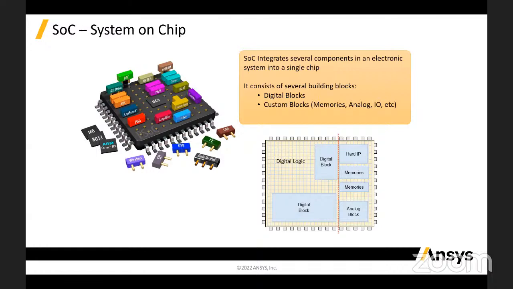As you know, manufacturing a chip is an extremely expensive affair. Companies look for first-time silicon success. So simulation of the semiconductor SoC is extremely essential, and it needs to be done prior to manufacturing the chip.